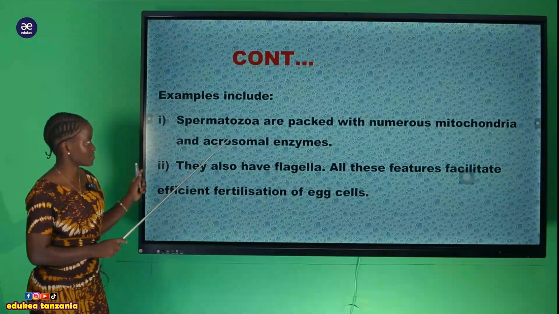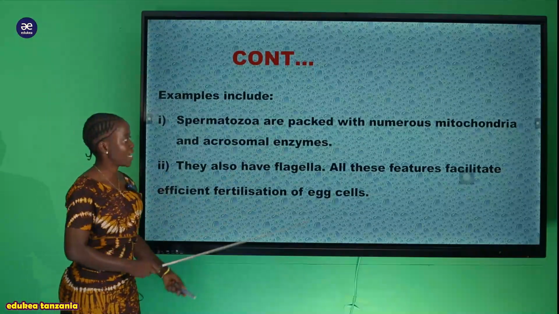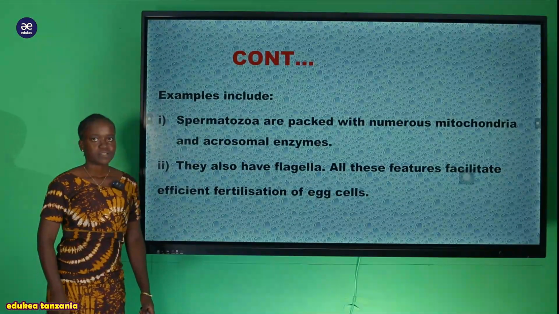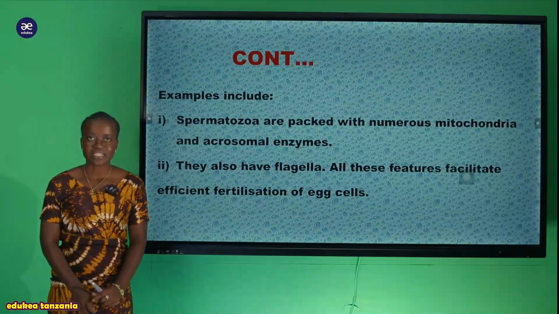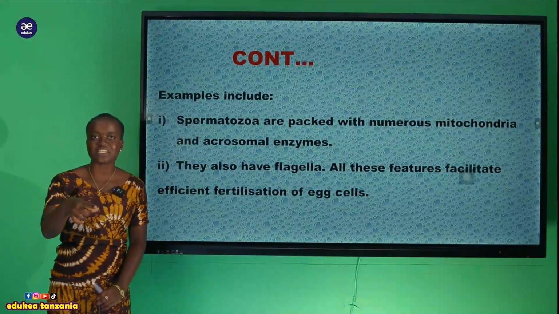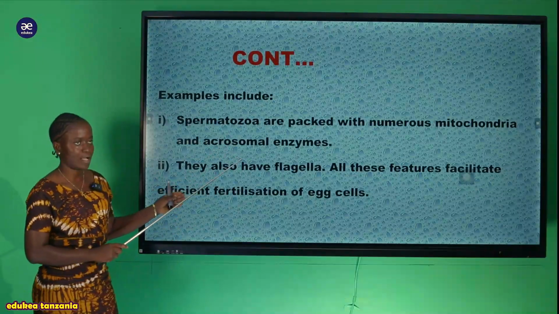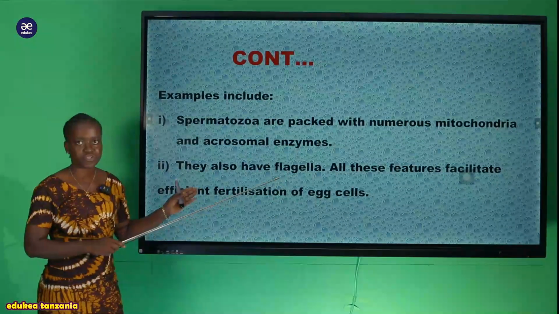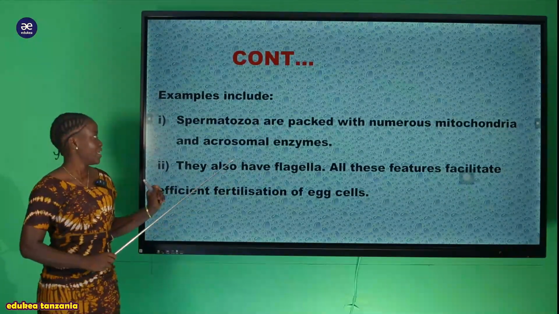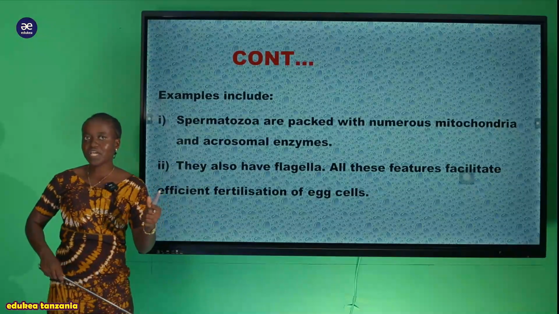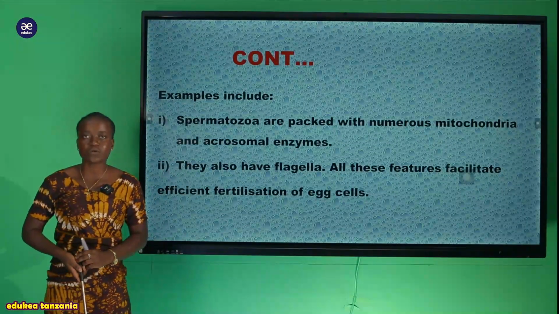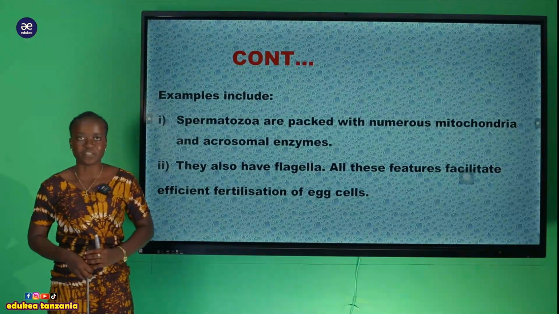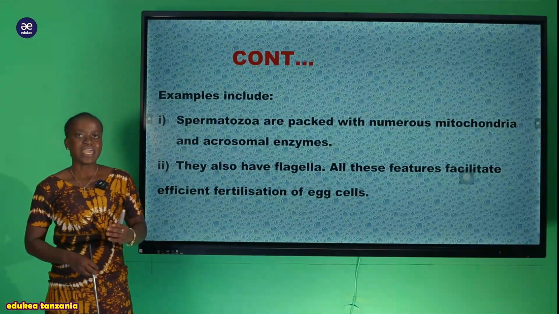Here we have spermatozoans. Spermatozoans are packed with numerous mitochondria and acrosomal enzymes. So cell inakuwa more specialized. It contains a lot of chemicals that enhance that function. Kwa mfano kwenye spermatozoa, or simply we can say that is sperm cell. Kwenye sperm cell inakuwa na numerous mitochondria. Zile mitochondria and acrosomal enzymes. Mitochondria is for providing energy ili iweze kuswim haraka ifikie ile sehemu ya egg, then ifanye kazi yake effectively, either to penetrate, to enter into the egg cell and so on.